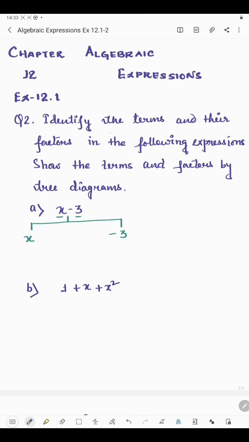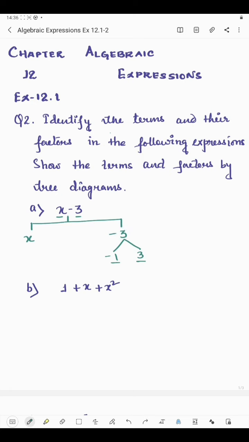factors by tree diagram. Now see here, x and minus 3, these are the two terms in this expression, because when we combine these two terms we will get an expression, right? Now we will have to find the factors of the term. Okay, now we know that a term is a product of its factors. So here we have got this term by multiplying 1 and minus 3, because when you find the product of these two we will get this term, isn't it?